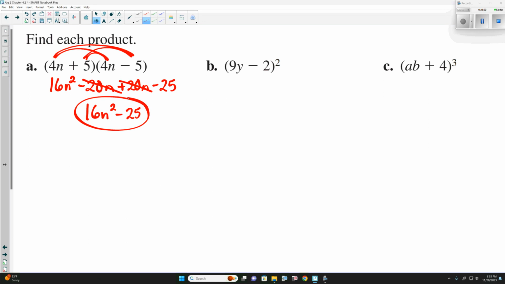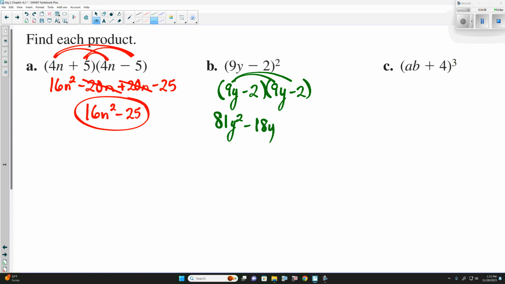If we look at the next one, 9y minus 2 squared, the square is just telling us it's being multiplied by itself twice. So it's really just saying that we have 9y minus 2 being multiplied with 9y minus 2. And at this point here, we can rewrite it out and then distribute our terms. 9y times 9y. 9 times 9 is 81. Y times y is y squared. Our 9y times negative 2 is negative 18y.